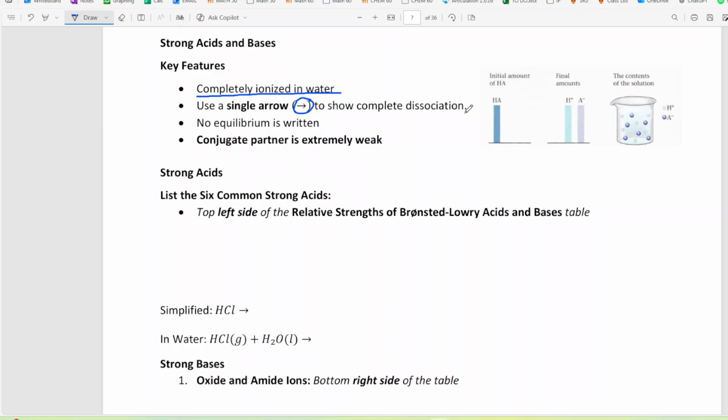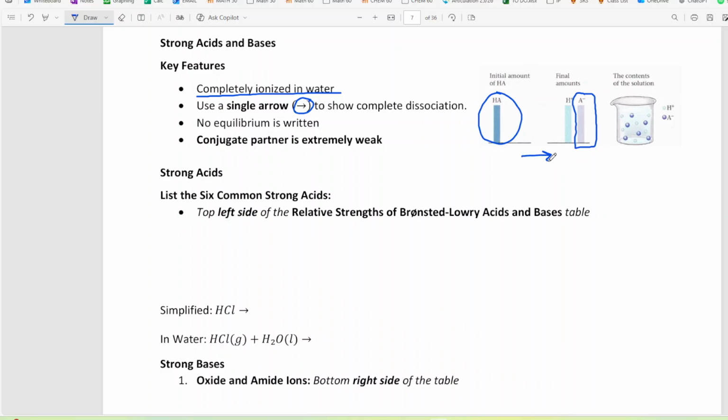For example, if you have a strong acid like HA, technically this A minus is its conjugate base, but it's such a weak base that it doesn't have much of a chance of accepting that hydrogen ion. So we just say, you know what? Boom, that's the way that we're going to go.